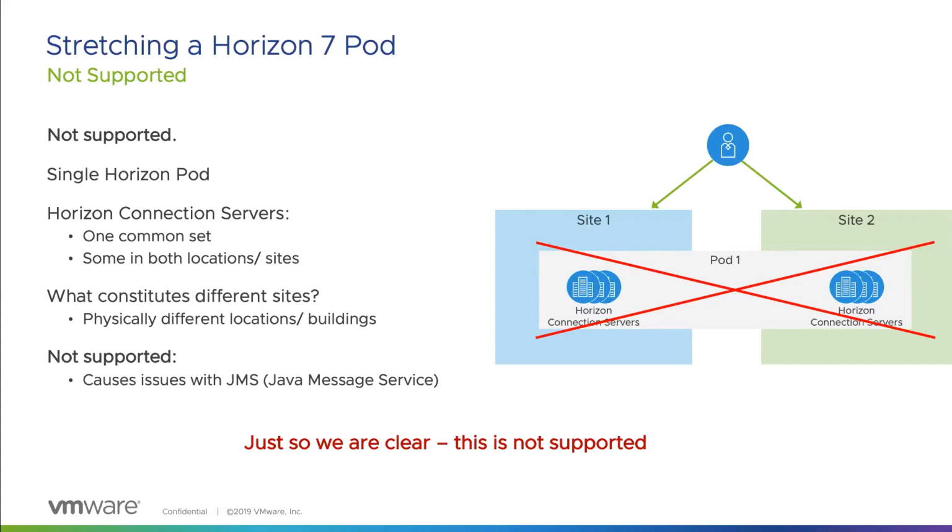The reason being that the connection servers on site 1 and site 2 belong to a single group, right? And they communicate through Java Messaging Service, JMS. So JMS is extremely latency sensitive. If JMS has any problems in terms of connectivity, that's very sensitive. So we don't support having connection servers in multiple sites.